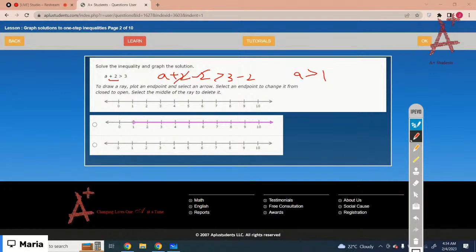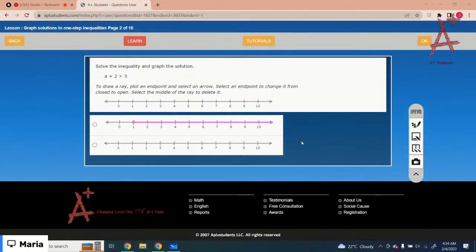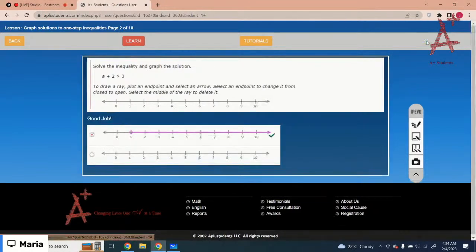Okay, so just select the correct option, then click on the OK button.